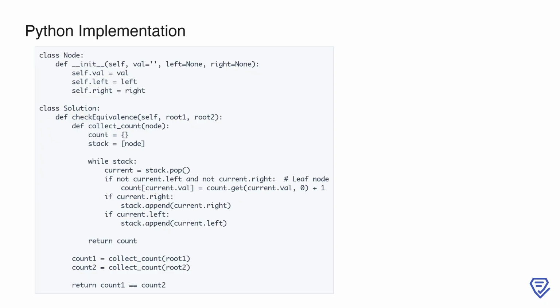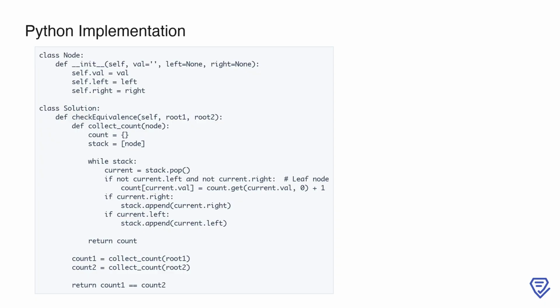First, we define a node class to represent the binary tree nodes. Each node has a value, val, and optional left and right children, left, right. The check equivalence method is the main function. It takes two tree roots, root 1 and root 2, as inputs. The core idea is to count the occurrences of each variable, leaf nodes, in both trees and compare these counts.